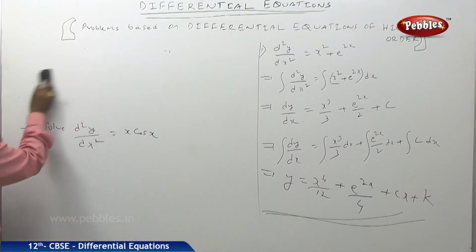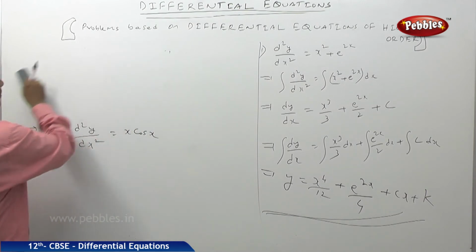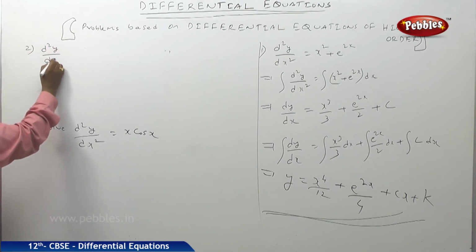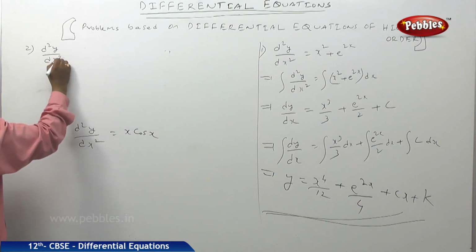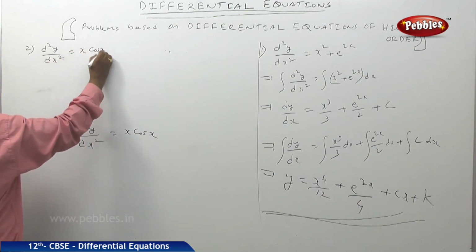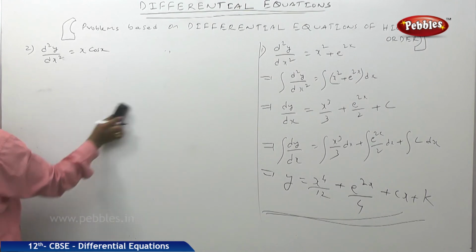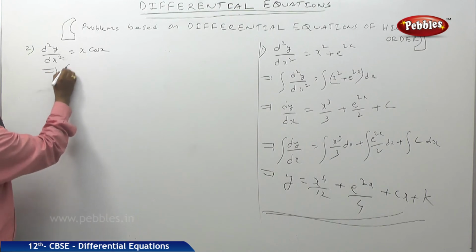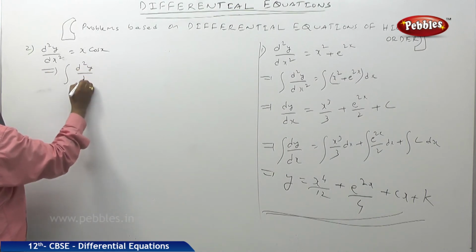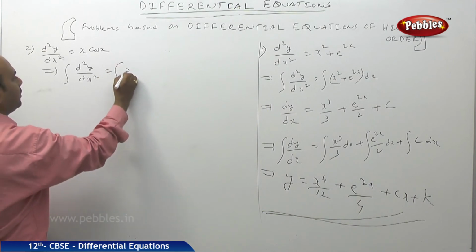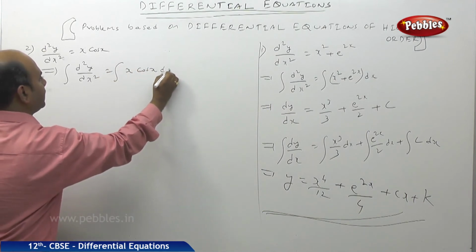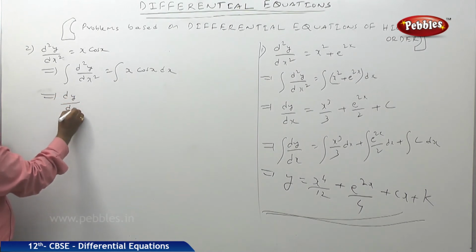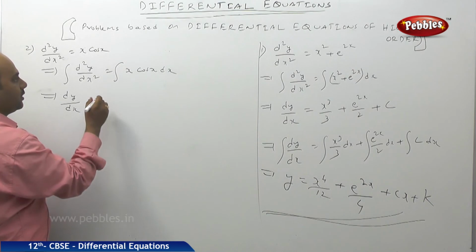Now I will be solving the second problem. You please observe carefully. What is the second problem given for us? d square y by dx square is equal to x cos x. We need to solve. Solve means here we need to find the value of y. How we can do: integral of d square y by dx square is equal to integral of x cos x dx. So this becomes dy by dx, and integral of x cos x, what happens?